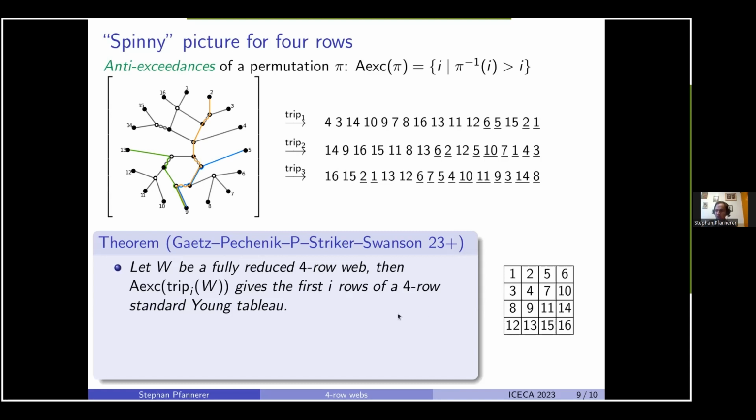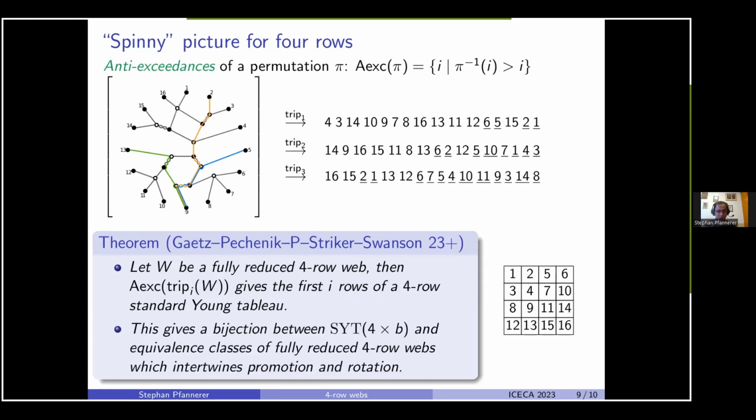And then it actually turns out that this is a bijection between the standard Young tableaux with 4 rows and these equivalence classes of our fully reduced 4-row webs, and it intertwines promotion and rotation. So this again gives a pictorial proof why promotion applied n times to a 4-row standard Young tableau gives us back the identity.